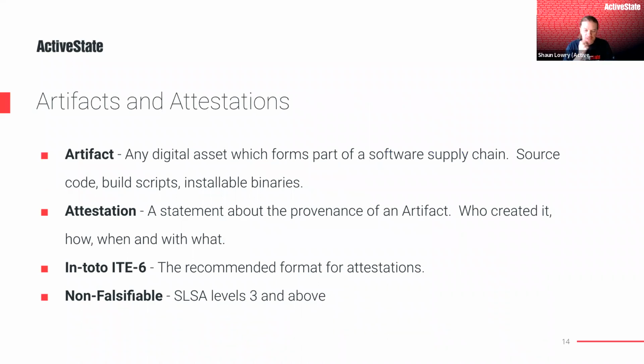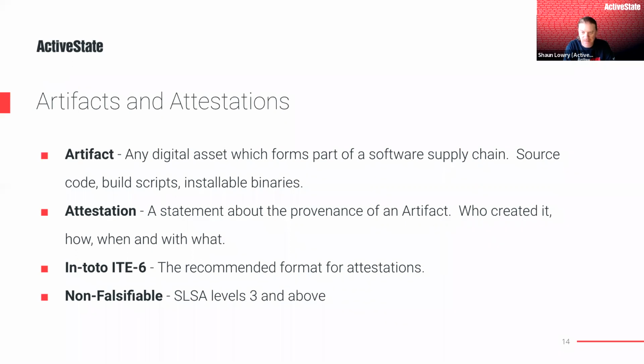In SLSA terms, an artifact is any asset which forms part of the supply chain at rest. So this could be source code tarballs on GitHub, build scripts for a particular build system, binaries like wheels or gems, or Docker containers. Any file or archive of files which form part of the chain between the original developers and the installation by a user.